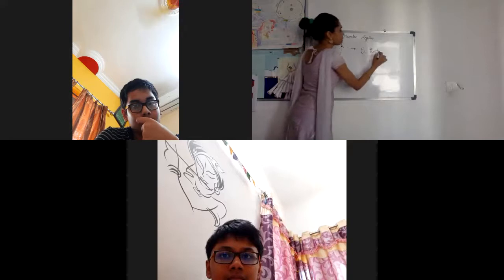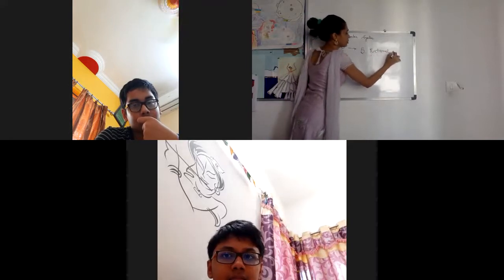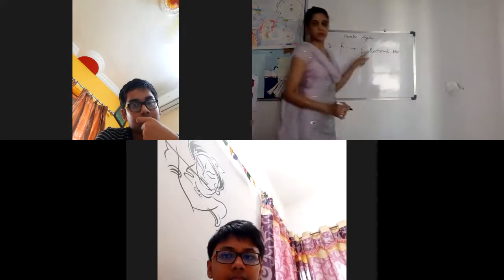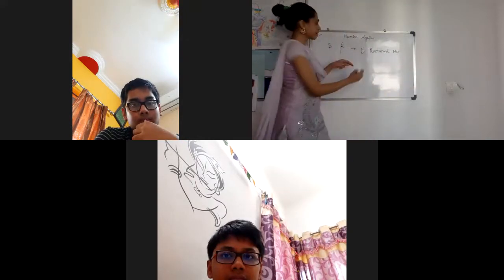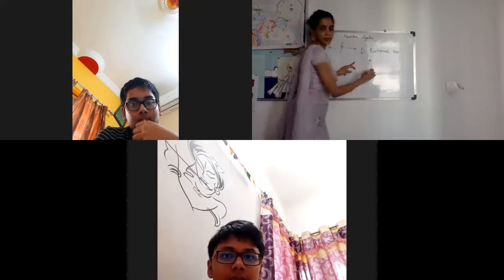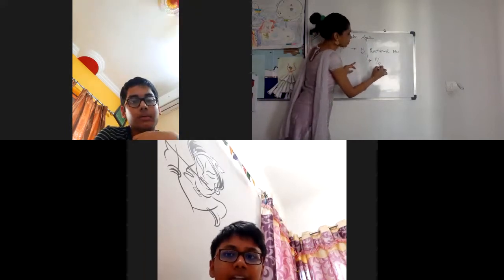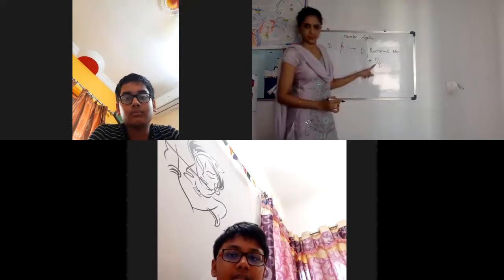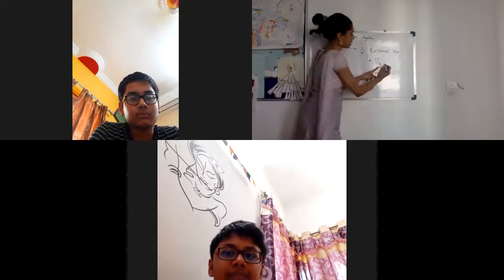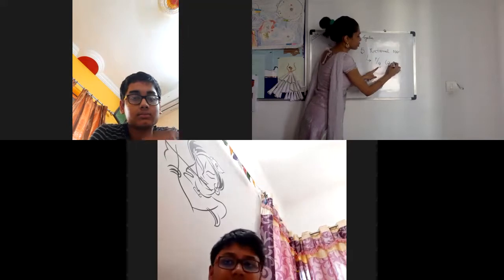Can you give me the form of a rational number? In which form do we have rational numbers? Yesterday only you have told me. What is that? P upon Q, where both P and Q are integers and Q is not equal to 0. Very good. The main condition is Q should not be equal to 0. Otherwise, it will not be a rational number.